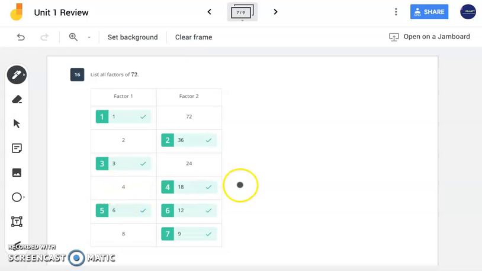Now I'm deciding 4 times something gets me 72, and in fact 4 times 18, and we have 6 times 12 as well, and also 8 times 9. Now a problem like this, it's really important to try and guess and check some of these facts on the side. And you always want to make sure that the entire chart is filled in.